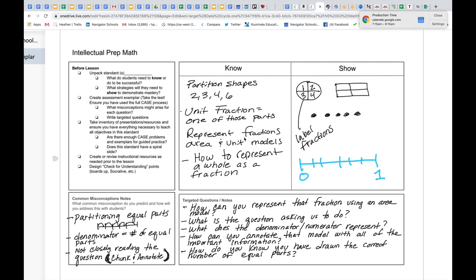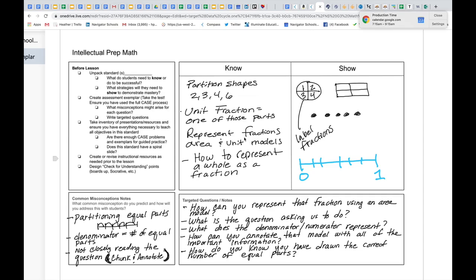All right, I went ahead and wrote some targeted questions for this standard, and a targeted question can really be specific around the standard. It can also be general questions that you could use for other standards as well. So I'm going to go through them really quick with you.